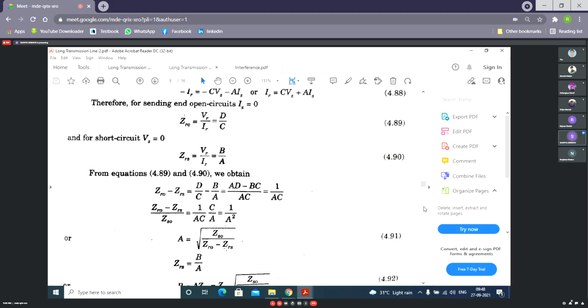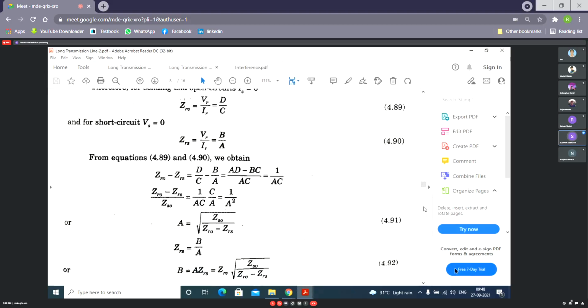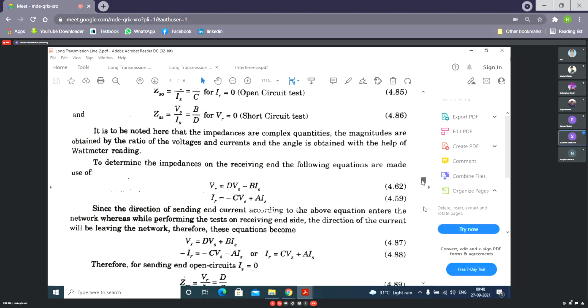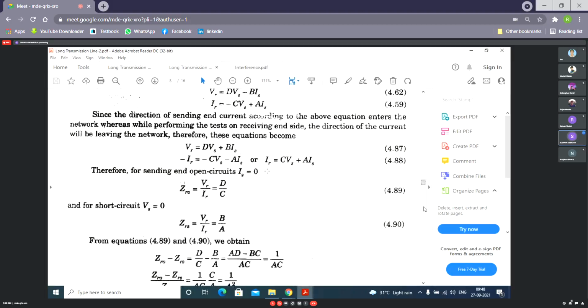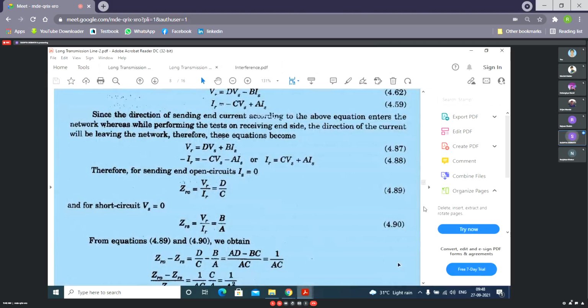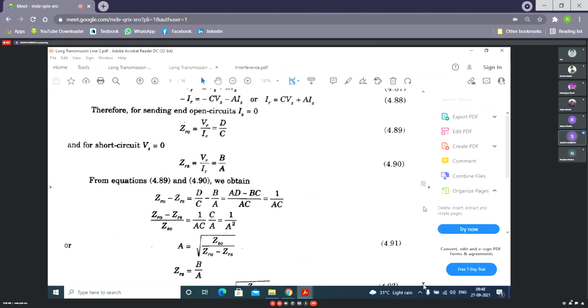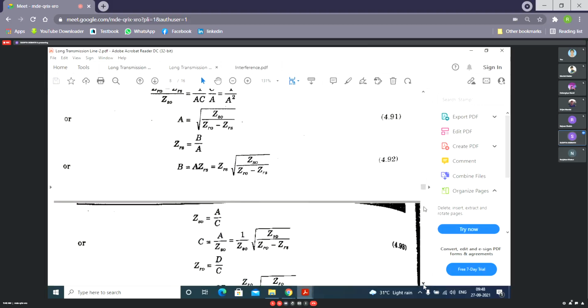As soon as you have got this term, you can easily find out the other terms, because see here, A is now known. You can find out B, A into ZRS. You can find out C from here: C equal to A by ZSO. And D also you can find out by B by ZSS, or from this equation also. So all the 4 terms A, B, C, D can be found out, and not only the magnitude, also with the angles.